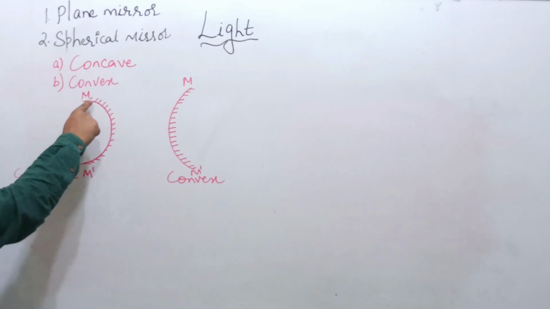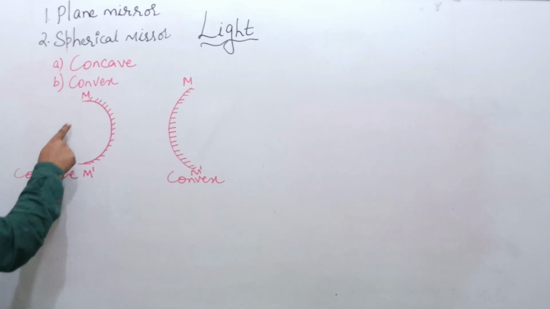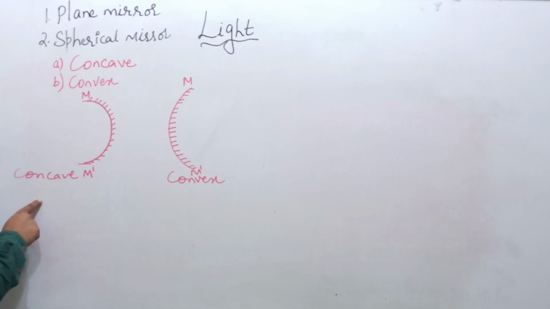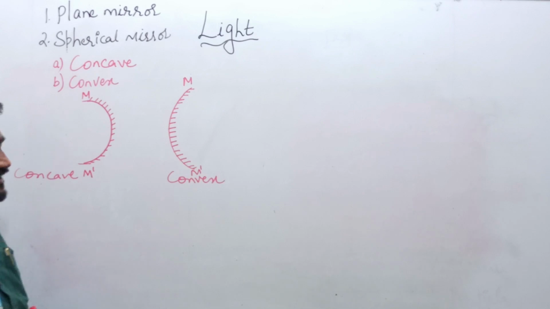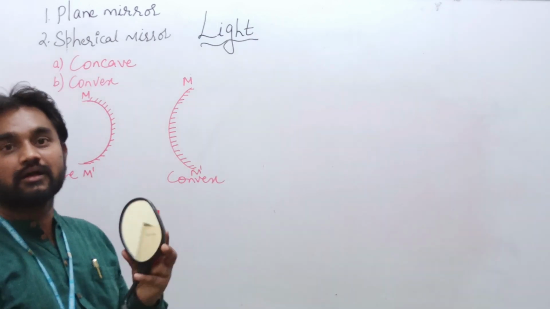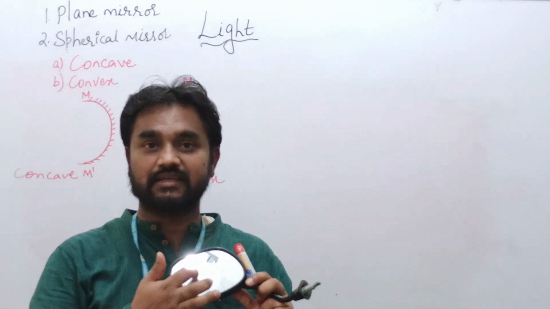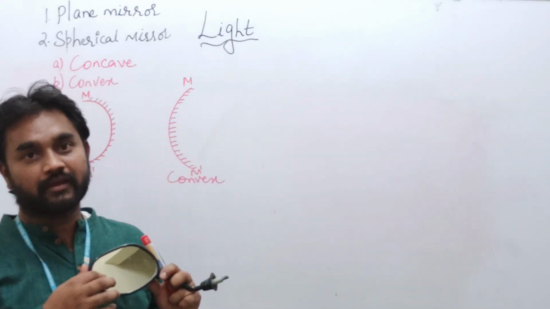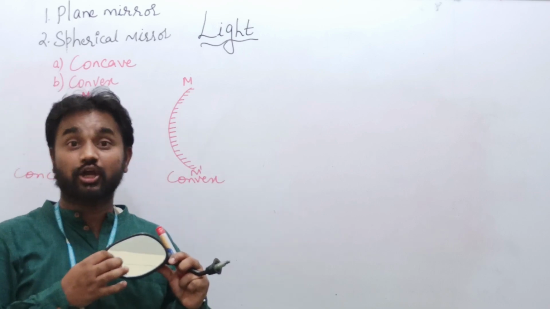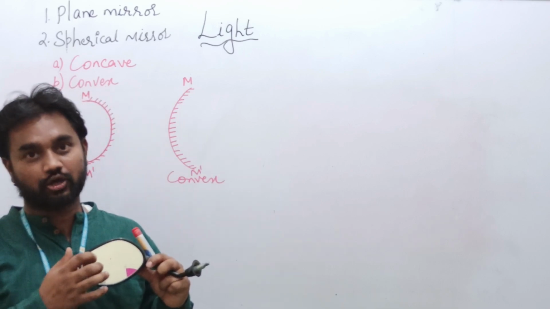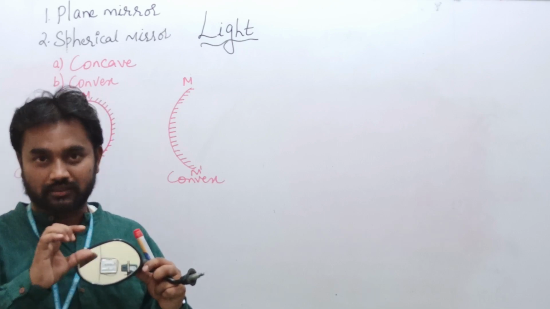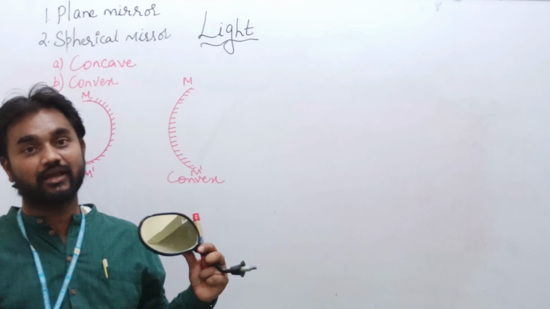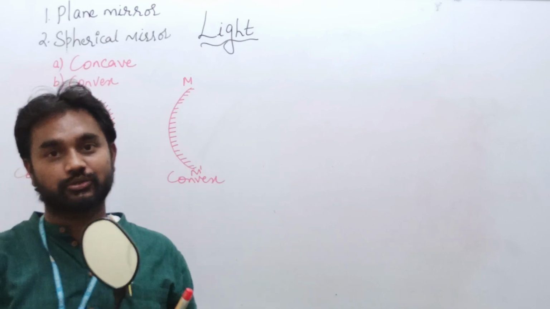Here the reflecting surface is curved inwards, so we call it a concave mirror, and the reflecting surface is curved outwards, so we call it a convex mirror. I have just brought the mirror of my vehicle. This is the mirror that you use for your vehicle, so that is the convex mirror. There you can see that the image will be smaller, diminished, and it will cover a wide area. That we will discuss during image formation.